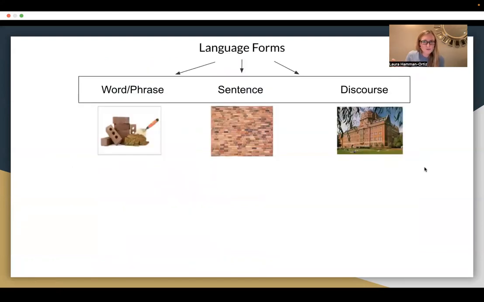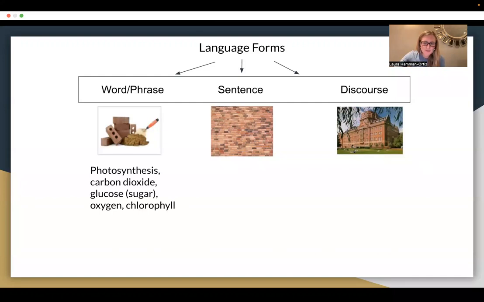And again, I also could use this exercise of thinking about language from this building metaphor. What are the words and phrases? What are the sentence level forms? And what are the discourse level forms? So there's clearly some terminology students need to know to be able to engage with the content learning, photosynthesis, carbon dioxide, glucose.